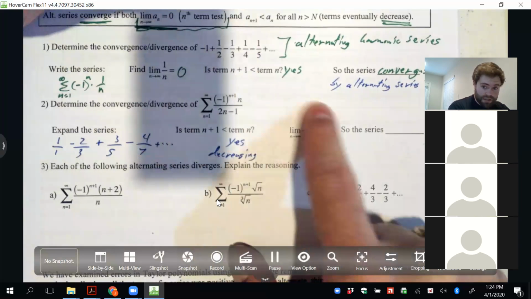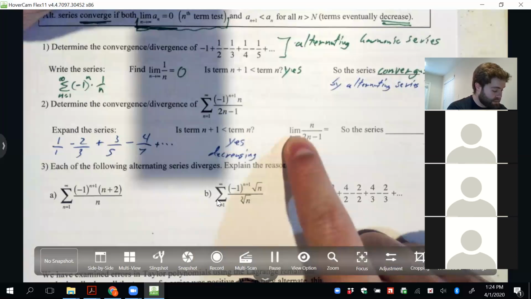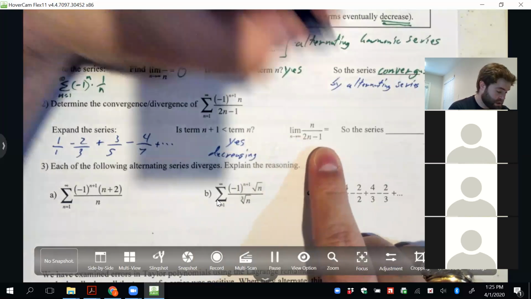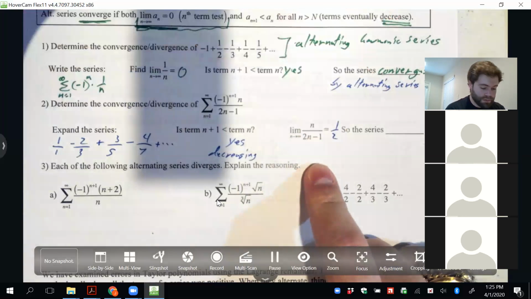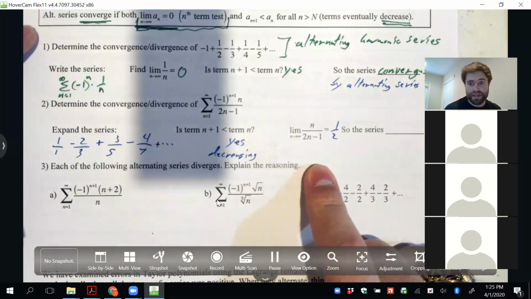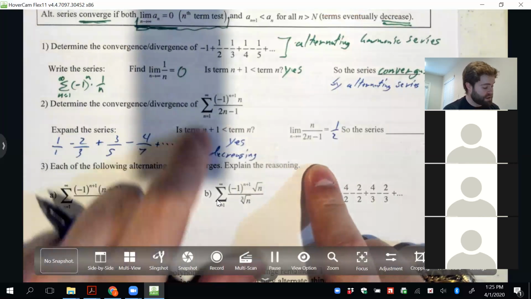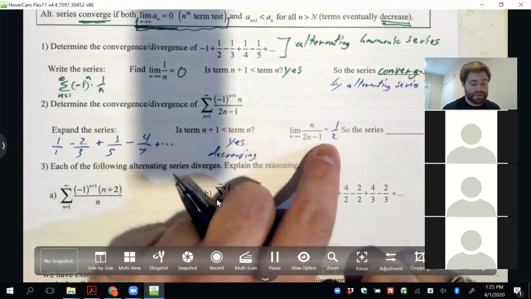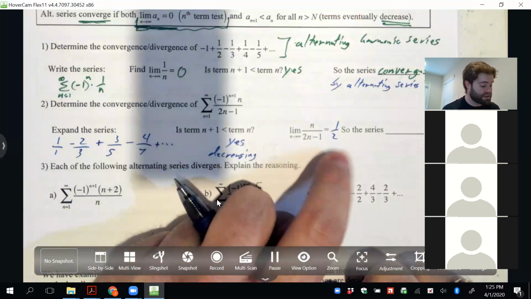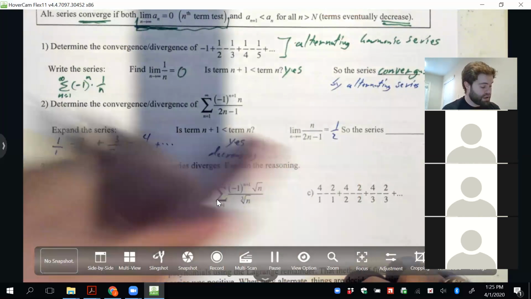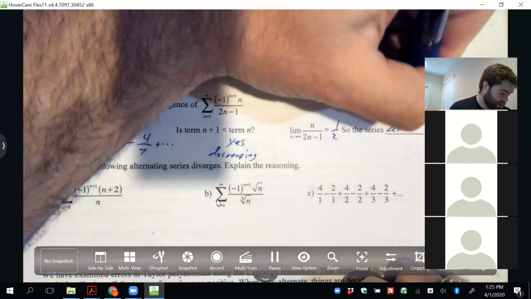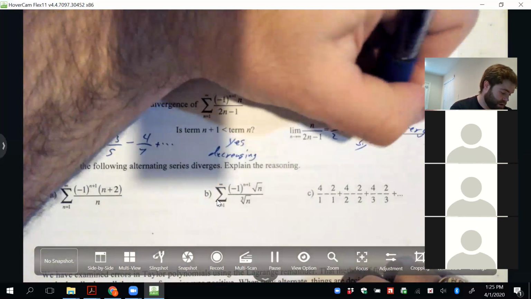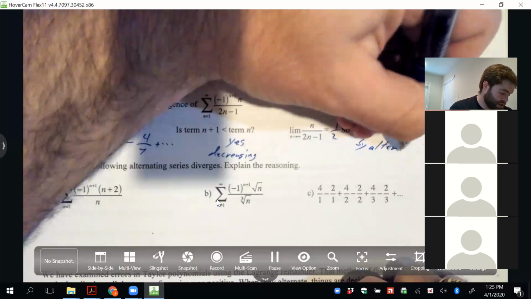We also need to check the nth term test, so actually write this out. The limit as n approaches infinity of n over 2n minus 1. Well, that is 1/2. Ooh, both of these things have to happen for it to be converging. So it is decreasing over and over and over again, but the limit is not 0. Since the limit is not 0 and the limit is 1/2, it will be divergent. It's going to diverge by alternating series test.